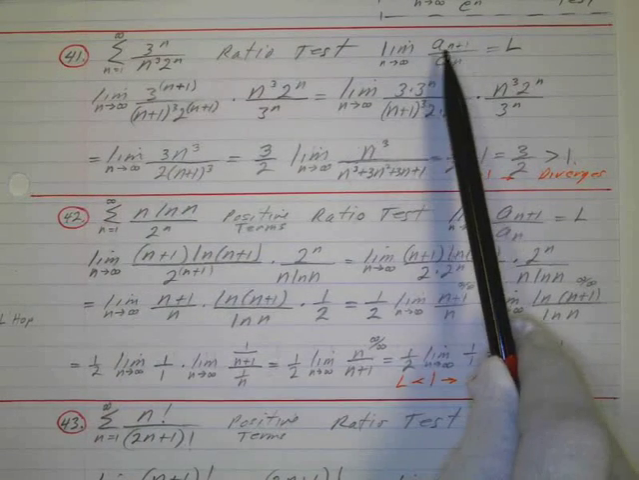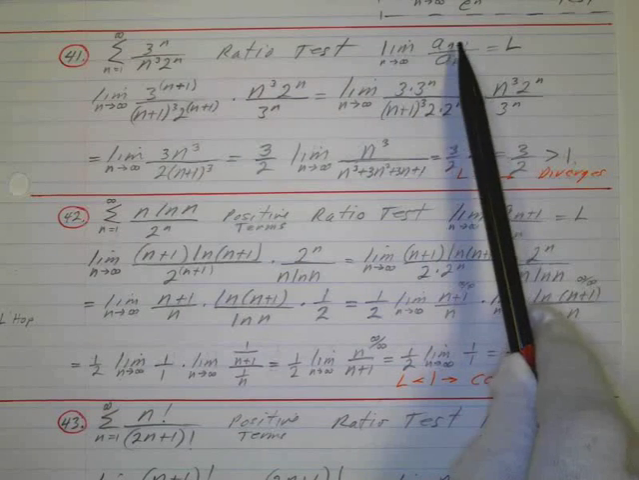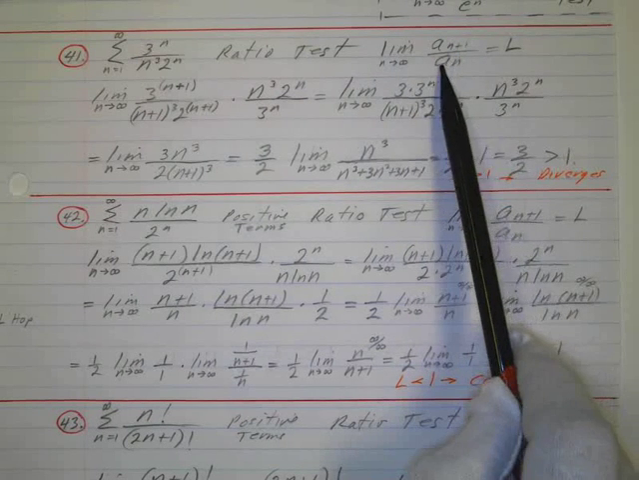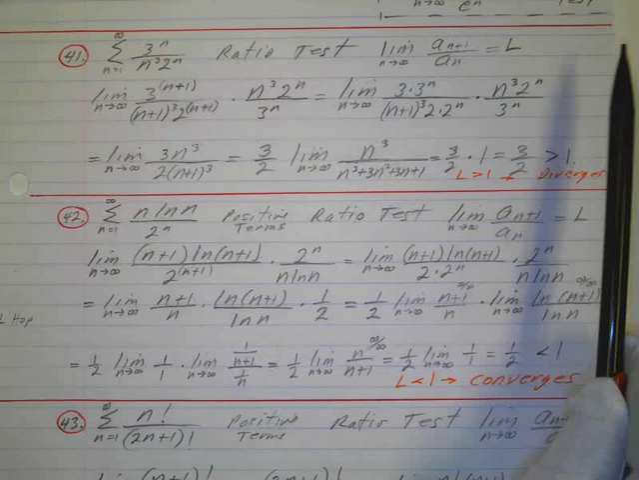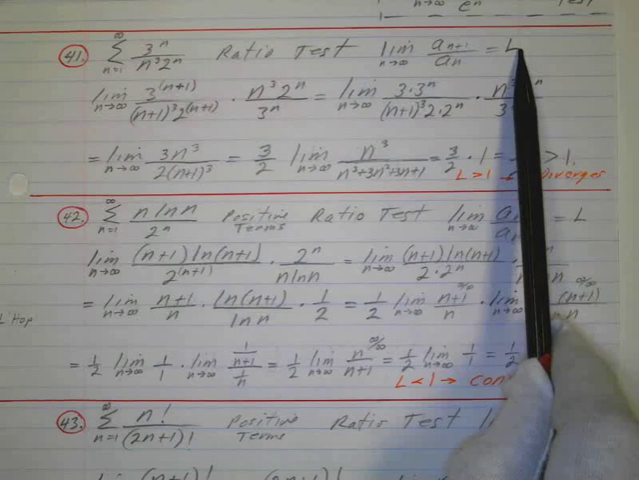And remember, we're going to look for the limit of a sub n plus 1 over a sub n, and that limit will equal L. If that's less than 1, it converges; if it's greater than 1, it diverges; and if it's equal to 1, we've got to try something else.